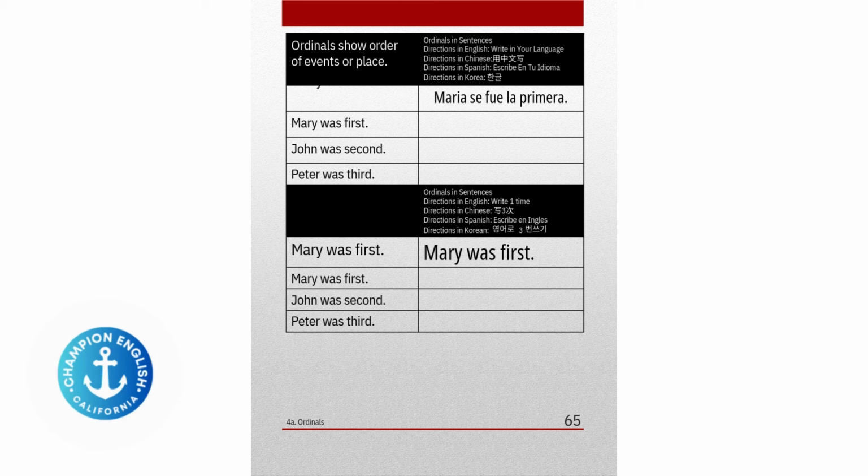Okay, time's up. Now, once you do that, then go ahead and copy the sentence on the left into the space that is right there on your right. So you can see the first one says, Mary was first. John was second. Peter was third. So copy that sentence. And I'm going to give you 1 minute to do it. Ready, students, and go.